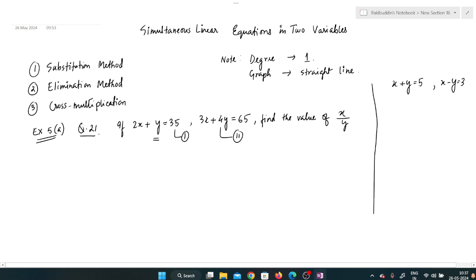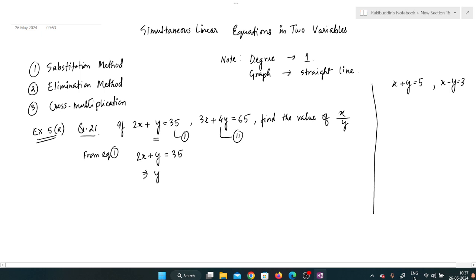Now what I can do, I can write equation 1 again. From equation 1 I can write 2x plus y equals 35. I can find the value of x also from here, it is 35 minus y by 2, but you can see there is a 2 in the denominator. It becomes a fraction, so I will not choose that. Instead I will choose the variable which has no coefficient. So I will take y here.